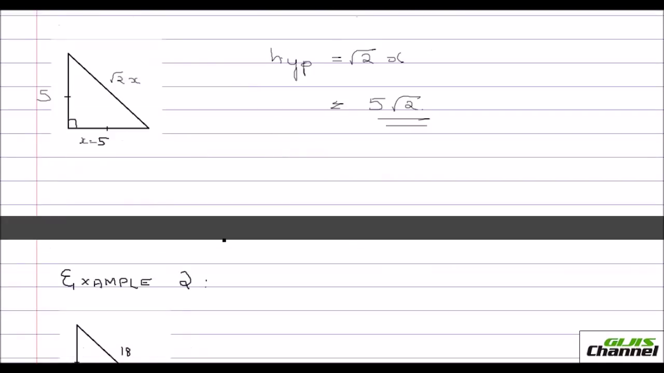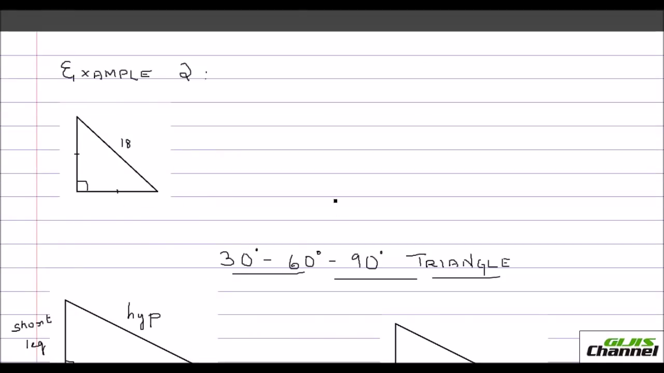Now look at example 2. Here, instead of the short sides, the legs, the hypotenuse is given. So this is easy. We know this side is root 2 x, and here you have to get x. So root 2 x, the hypotenuse, is equal to 18. So your x would be, just do the opposite, dividing throughout by root 2. So you get 18 over root 2.